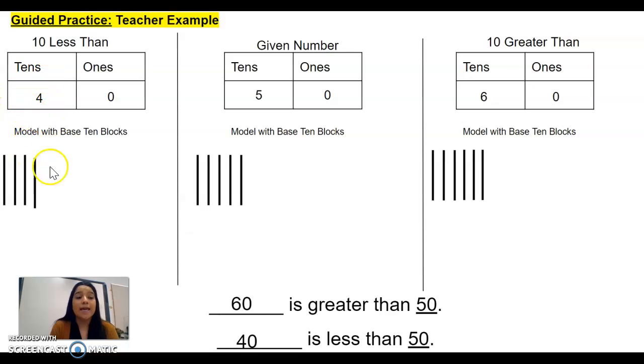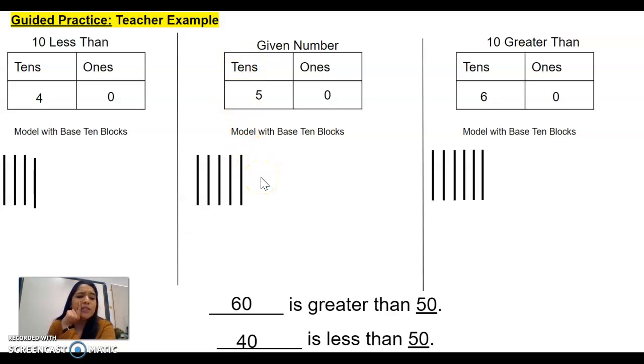4 tens. And do I have any ones? I don't see any ones. No. So I'm going to put 0. So we have 0 ones. Now let's count this base 10 model. So we have 1, 2, 3, 4, 5. How many tens do we have? 5. Awesome. Right here we put 5 tens.